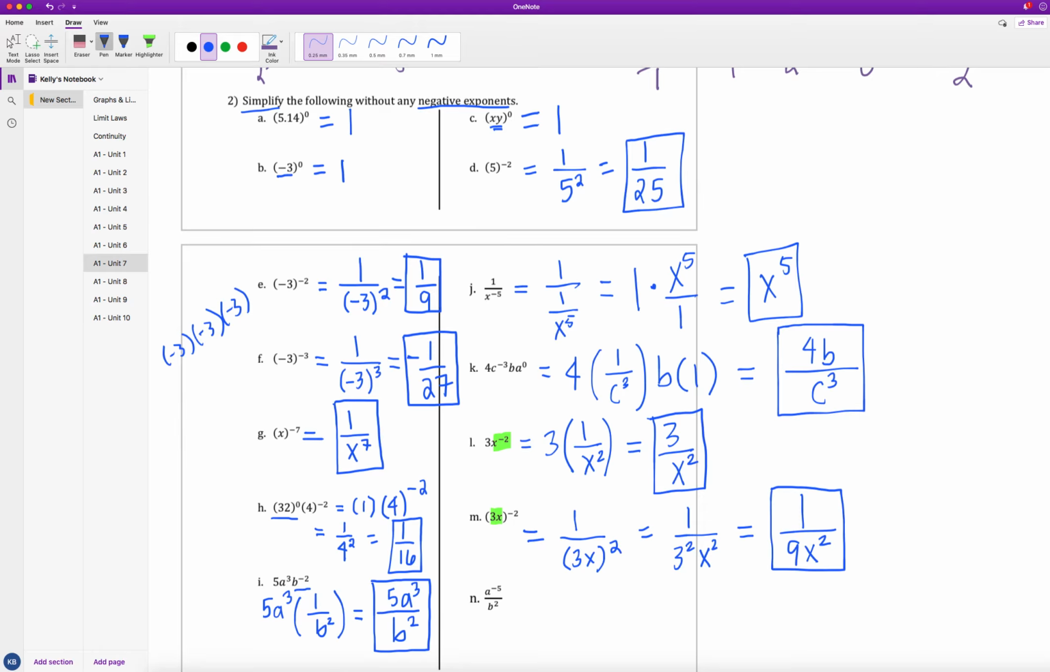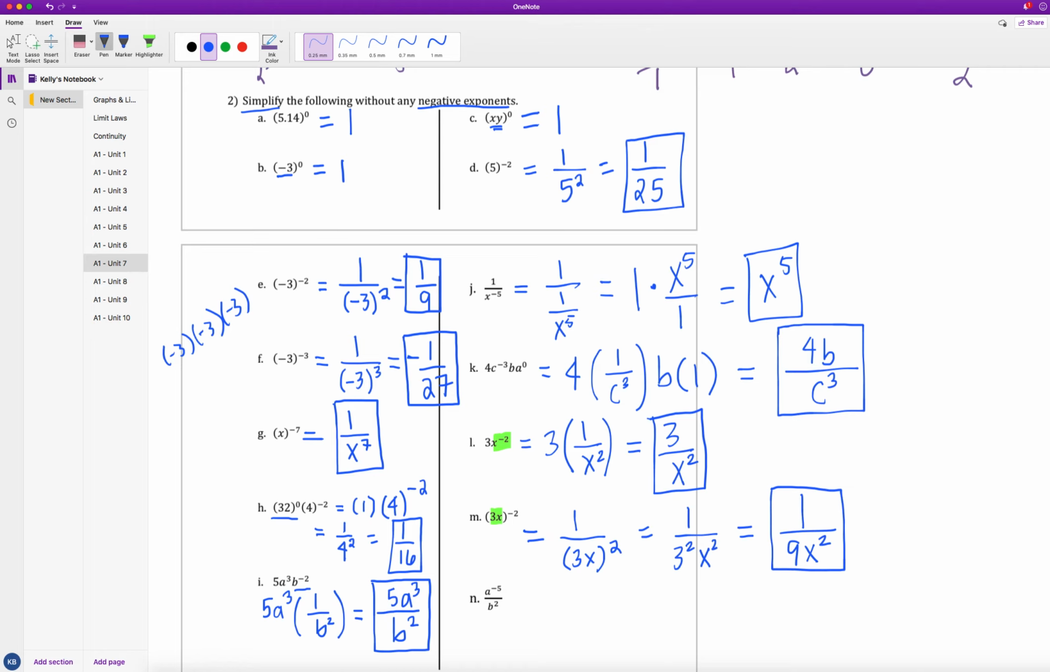Okay, our last example of this type. It says a to the negative 5th over b to the second. Why don't you guys pause the video and try example N on your own first, and then we'll check it together. Okay, let's check example N.